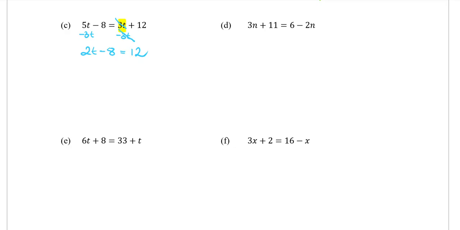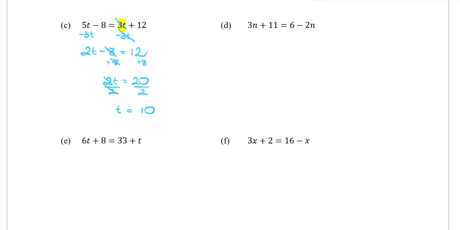Now there are two numbers to move away from the t. First one is the negative 8. The opposite is to plus 8. That leaves 2t equals 12 plus 8 is 20. Then, to get rid of the 2, we're going to divide by 2. T is by itself. 20 divided by 2 is 10.